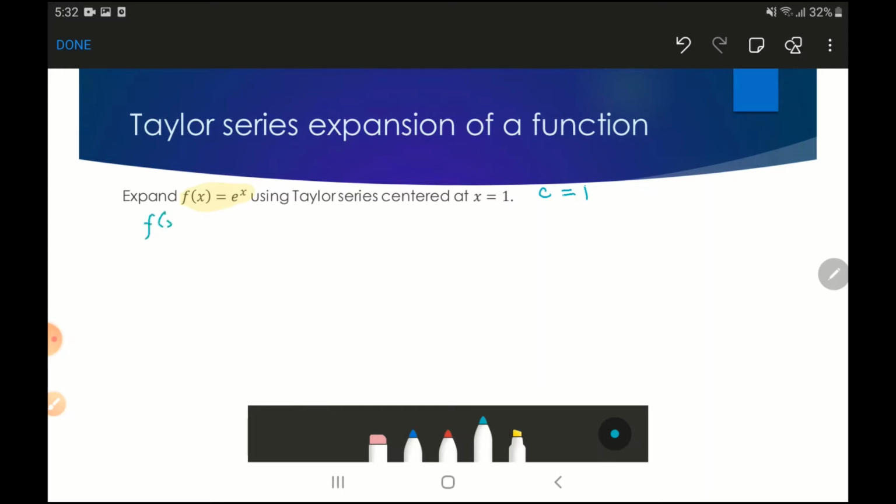So f(x) is e to the power of x. If we want to find f(1), it's actually e to the power of 1, which is e. We need the first derivative, so we have to find the derivative of f(x). The derivative of e to the x is e to the x, so it's still there. We have f'(1) is the same, and for the second derivative we also have the same function.